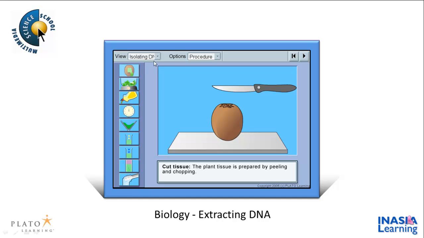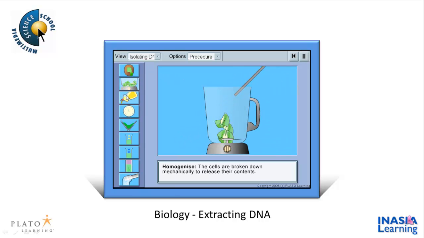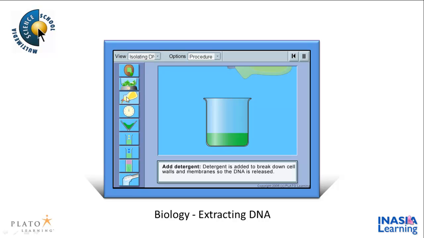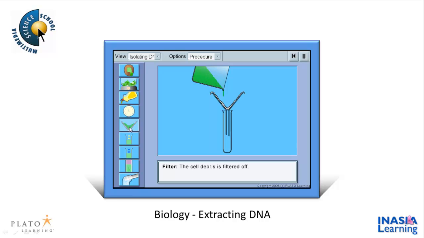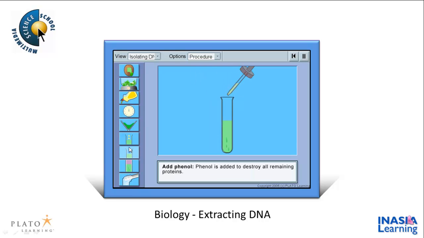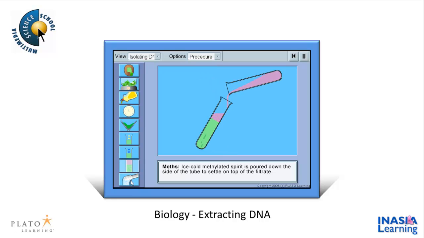In this tool called Extracting DNA, we have two main views, one of isolating DNA and cutting and sticking DNA. In the first phase, we have 9 buttons down the left-hand side of the screen that animates the isolating of DNA from the rest of the cell. We can see the cells being broken down mechanically and chemically. Finally, the DNA precipitates out of the filtrate using cold methylated spirit.